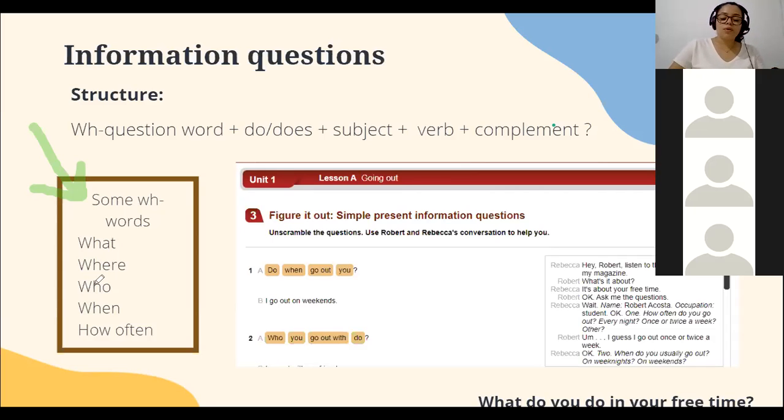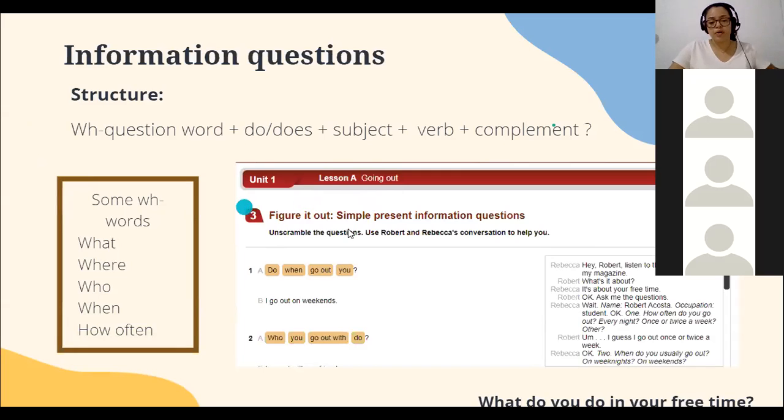Something like that. Who is for people. When is for time. And how often is for frequency. How often es cada cuánto. Entonces vamos a hablar de la frecuencia de las acciones. Do we understand these, guys? Yes, I understand. Okay, very good. So let's practice in our book.